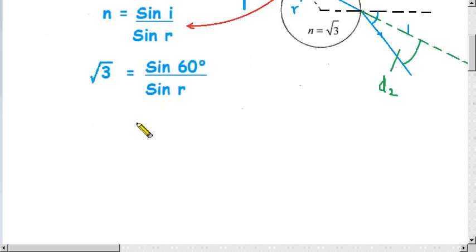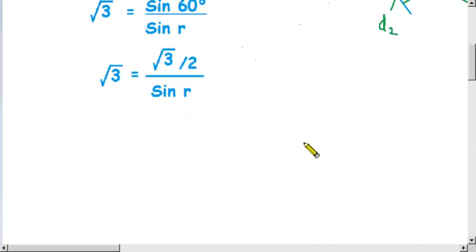So now we know the value of sin 60 is root 3 divided by 2. So sin r here, root 3 is here. So now what we have to do, we have to simplify. We can write this divide by 2 at the denominator like this under the line. So sin r.